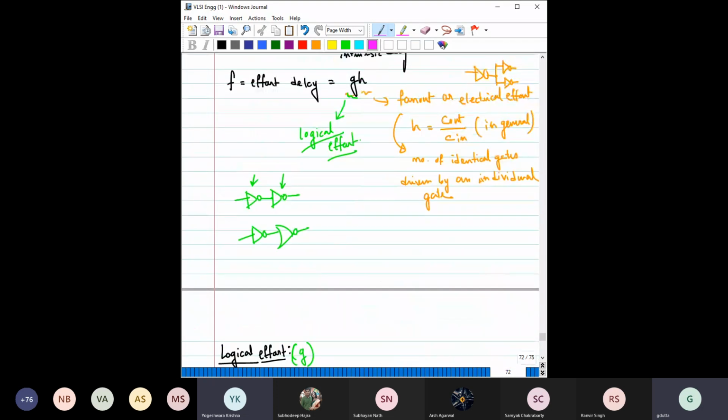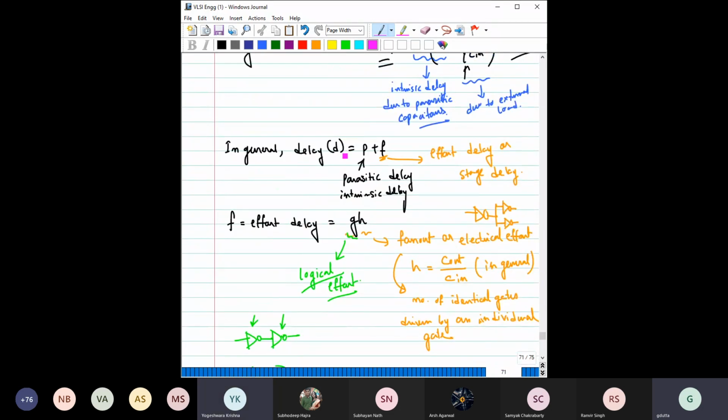So we are trying to find the delay, right? So we have the P plus F component. F is equal to GH. Now we have seen H, we have understood that somewhat, and we have seen G, the logical effort. So we are left with only the parasitic delay. Parasitic delay for an inverter we already know. Now let us focus on what the parasitic delay will be for other gates.